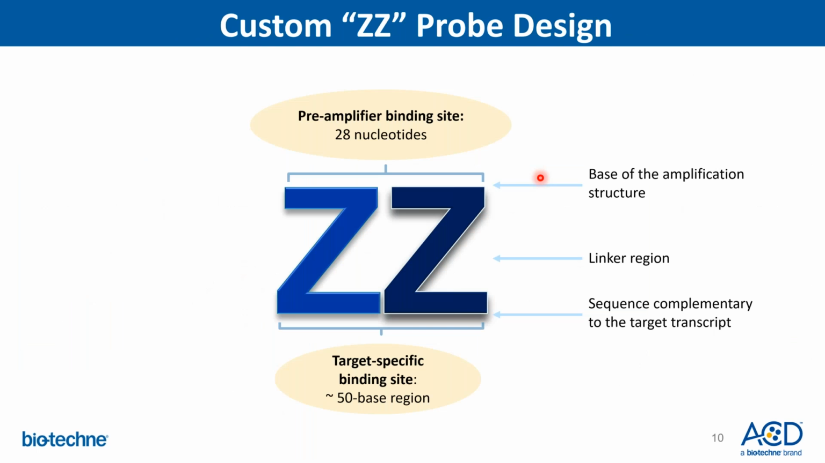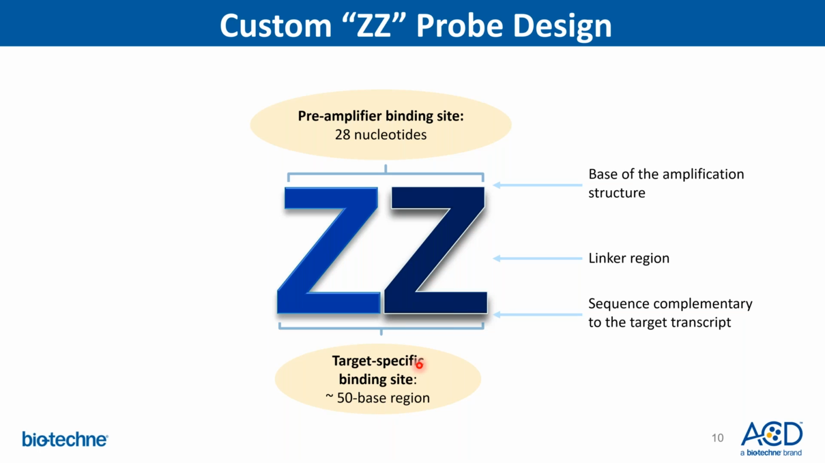The unique part, as I mentioned on the introductory slide for the RNAscope workflow, is its custom probe design. Depicted on this slide is the schematic for the probe design. As you can see, the probe consists of two Zs, or double Zs. The bottom part of the double Z is what is specific to your target, or is complementary to your target transcript, and is going to bind to your target region of the mRNA. And it's about 50 bases in length.